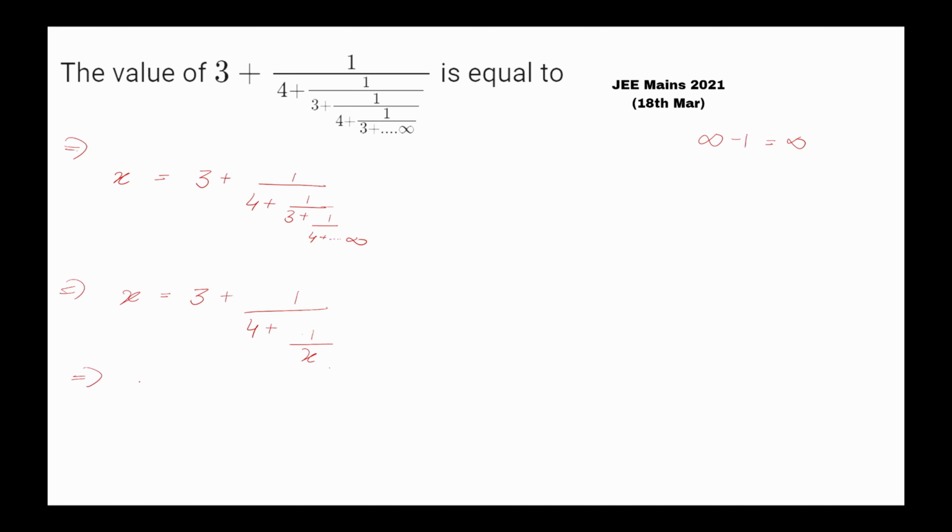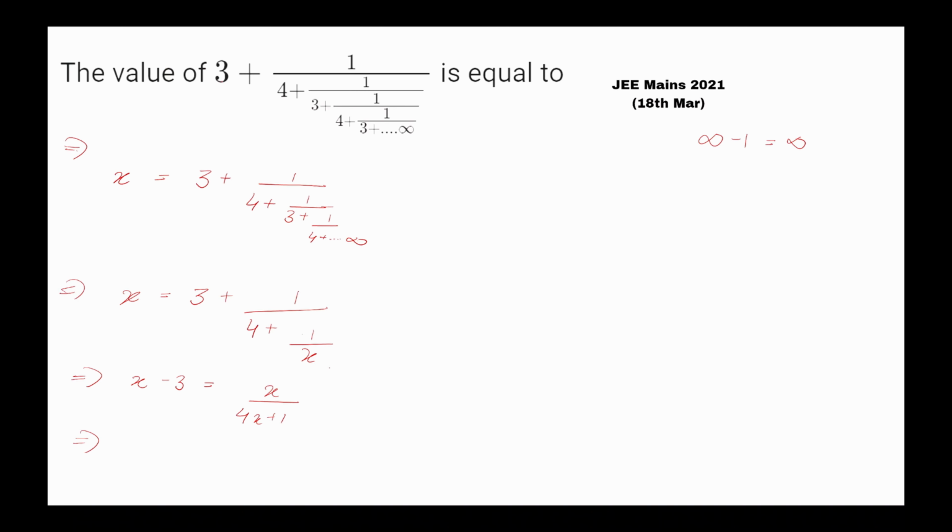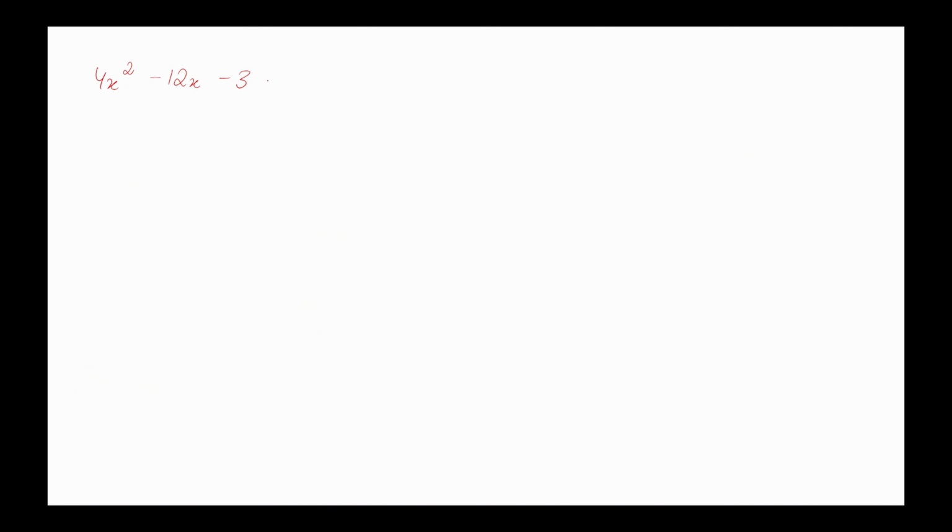So from here, what do we get? This would become x minus 3 is equals to, this would become x upon 4x plus 1. If I cross multiply, let me take this to the other page. This would become 4x square minus 12x minus 3 plus x, and this is equals to x. So from here, x and x get cancelled out, and we are left with this equation: 4x square minus 12x minus 3 is equals to 0. Now I need to find out the value of x.